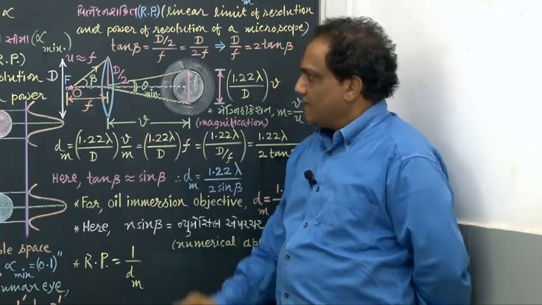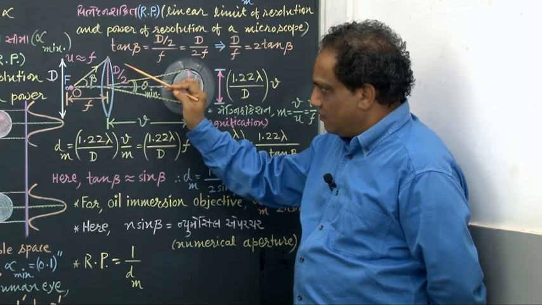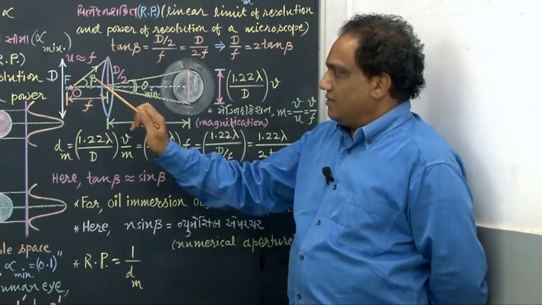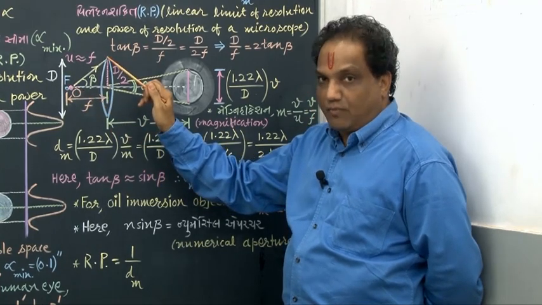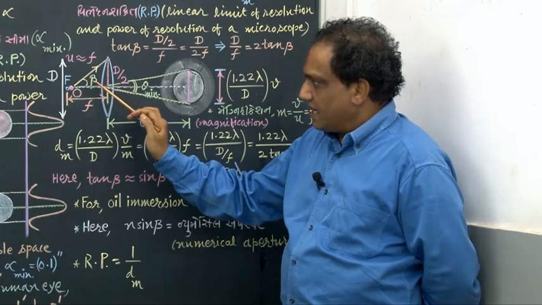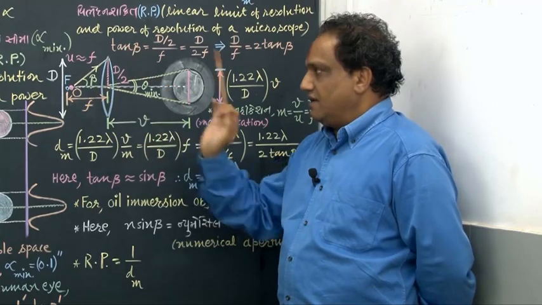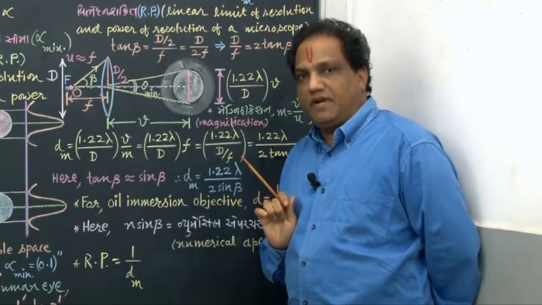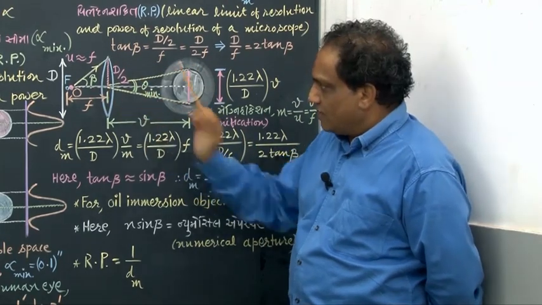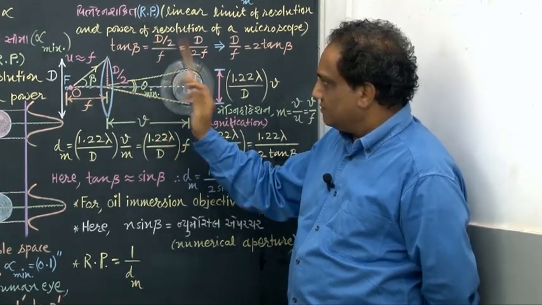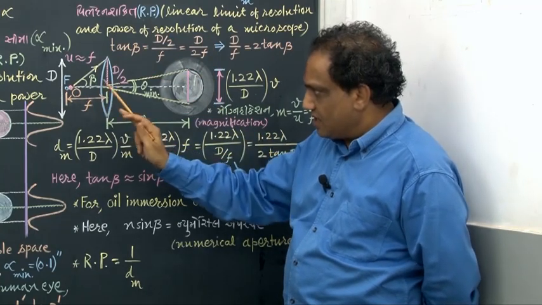Capital D. If this much is capital D, what is half of that? Half of that will be D by 2. Now suppose a light ray emanating from this point-like object is made incident at the top of the objective. Suppose it makes angle beta with this principal axis. Now in this right angle triangle, find out tan beta. Tan beta means opposite to beta divided by adjacent to beta. Opposite to beta, it is D by 2, correct? Divided by adjacent to beta, and this side means how much?